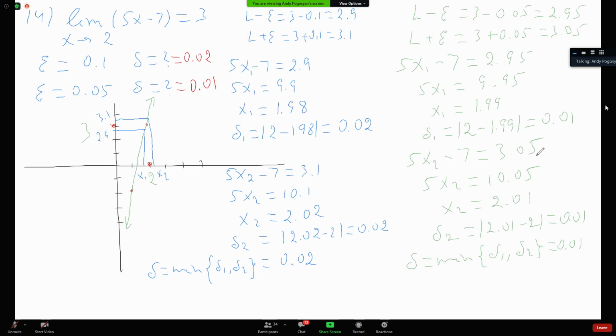Now, if you continue this way, we can notice it. Epsilon is 0.1, delta is 0.02. So let's do this way: 0.1 divided by 0.02, it's 1/5 of the epsilon. Epsilon is 0.05, delta is 0.01. 1/5 of the epsilon. Any question regarding those calculations?